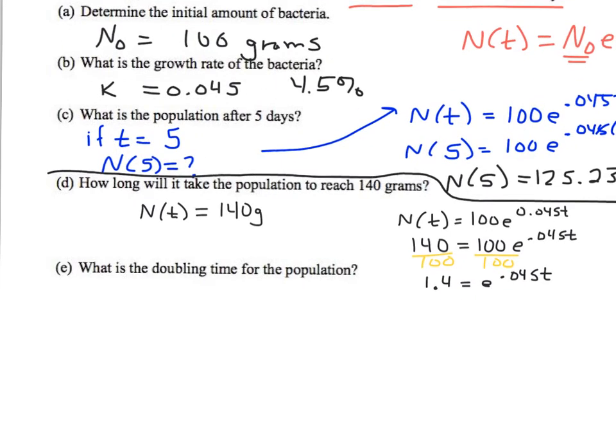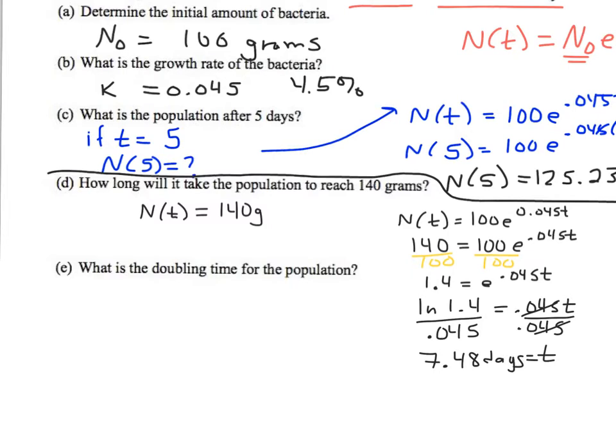And now I have it in exponential form. I'll just switch it to log form. So this is log base e, which is the natural log. So it's natural log of 1.4 equals 0.045t. And so I'll simply divide out by 0.045. So I do the natural log of 1.4 divided by 0.045. I get 7.48. And since this is the time, this is going to be in days. So it takes about 7.5 days to go from 100 grams of cells to 140 grams of cells.